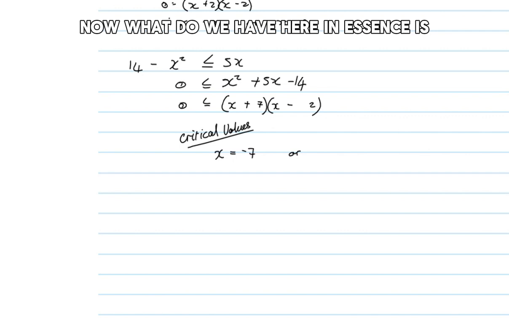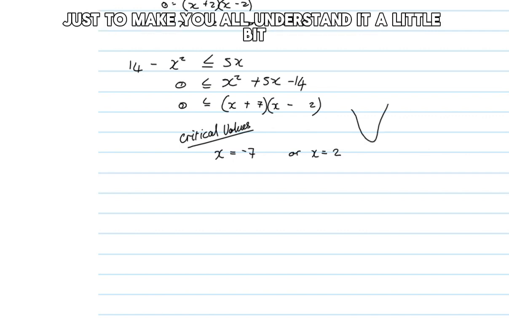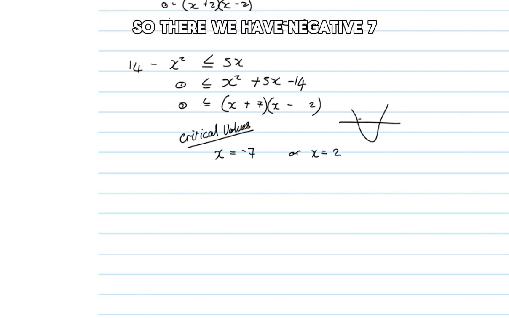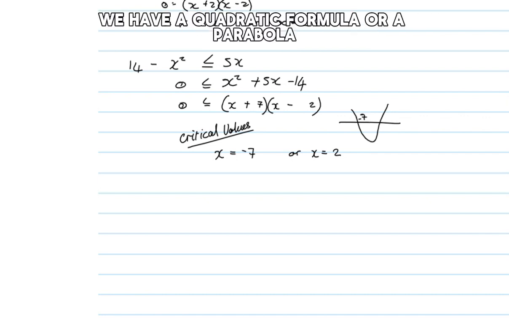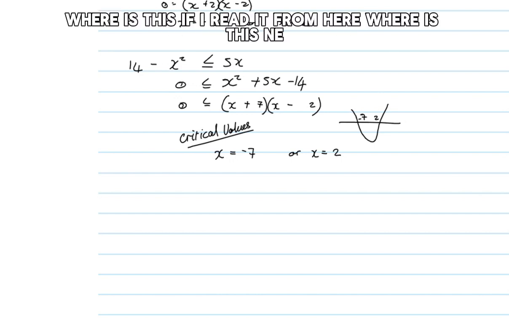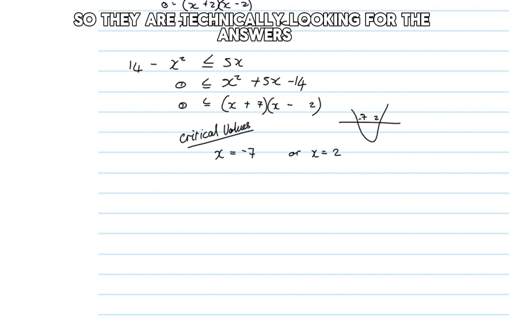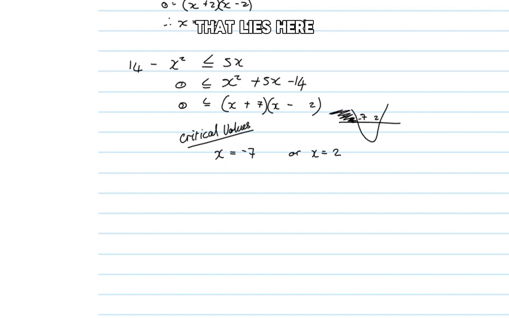Now what we have here in essence is, and we do this sometimes just to make you all understand it a little better. So there we have negative 7, we have a quadratic formula or a parabola, and the question reads, where is this, if I read it from here, where is this, no? What is that sign? Greater or equal to 0. So they are technically looking for the answers that lie here.